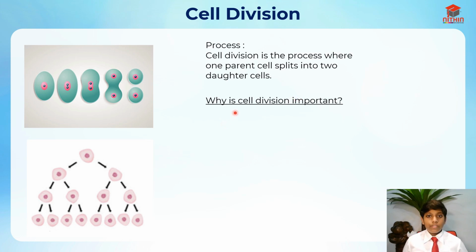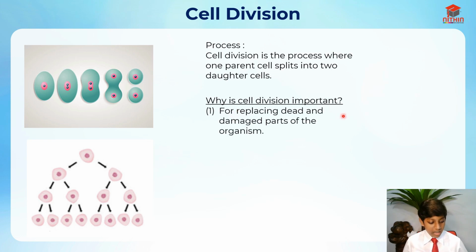Number one, cell division is really important for replacing dead and damaged parts of the organism. This is like when we are hurt, and my hand is bleeding. It's actually the damaged and dead cells already. That is why the good cells actually divide themselves by doing cell division into two daughter cells. So you keep on dividing like this, and it will keep on dividing.